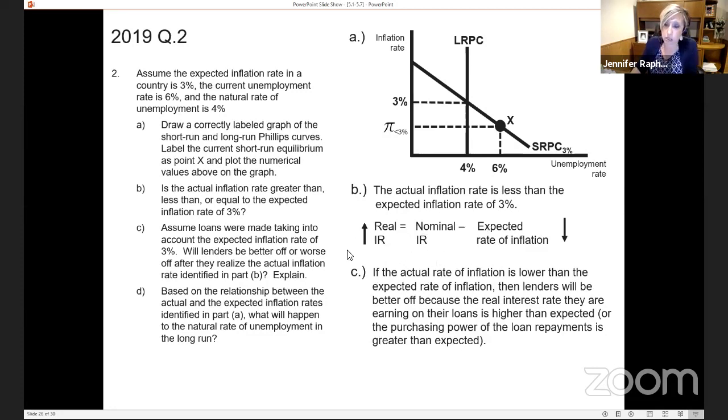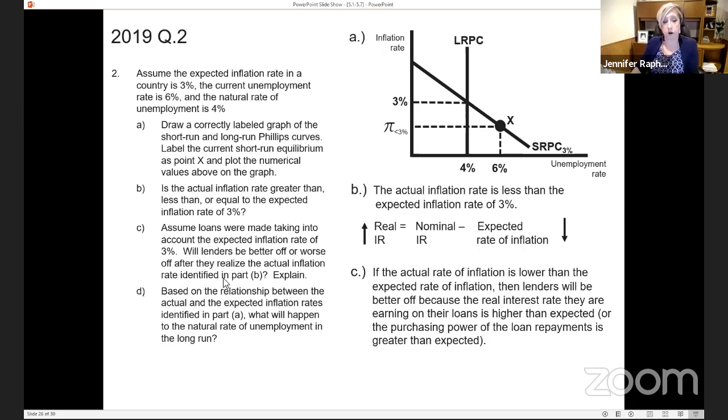So you can use this equation to answer the question, but you can also answer it conceptually by recognizing that when the actual rate of inflation is lower than the expected rate of inflation, lenders benefit because they're being paid back with dollars that have more purchasing power than they anticipated, because the inflation has not eroded the purchasing power of that money as much as was expected.